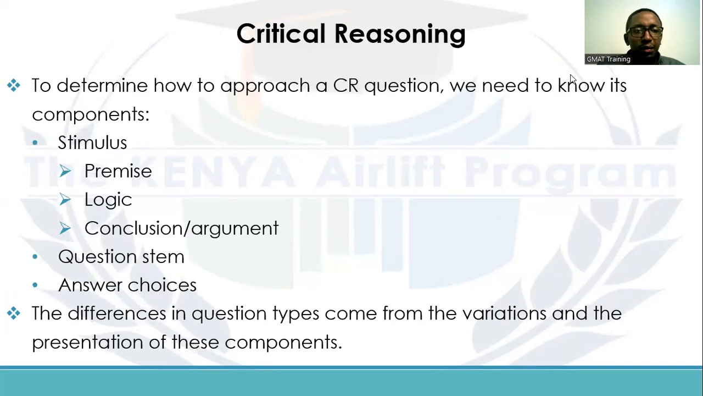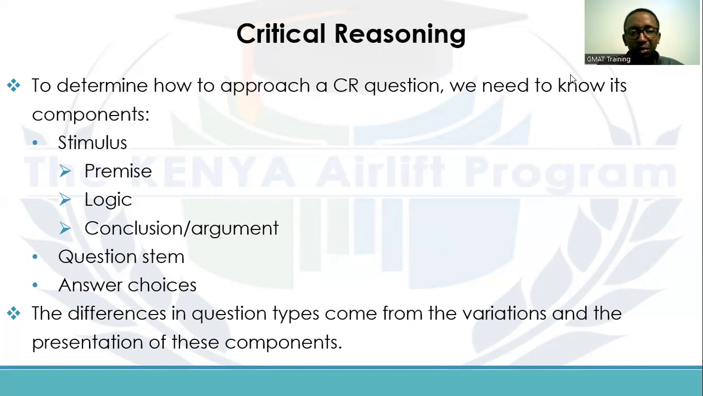So we've talked about how to approach verbal reasoning questions. To know how to approach a CR question, we need to know the components of a critical reasoning question. And basically, we have 3 parts to a critical reasoning question: the stimulus, the question stem, and the answer choices. The answer choices go from A to E. The question stem is what is required of you by that specific critical reasoning question.